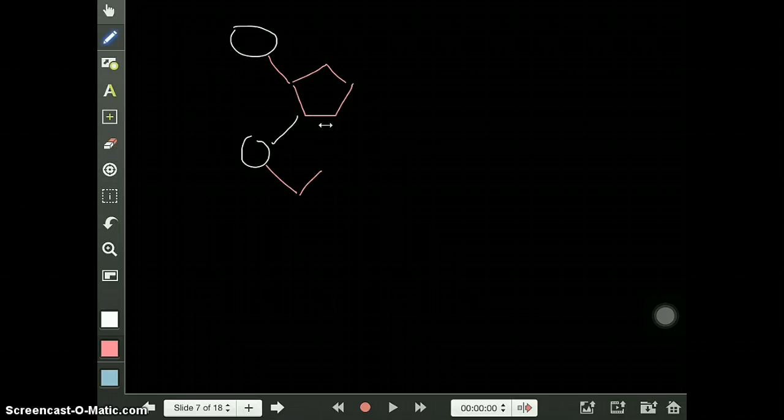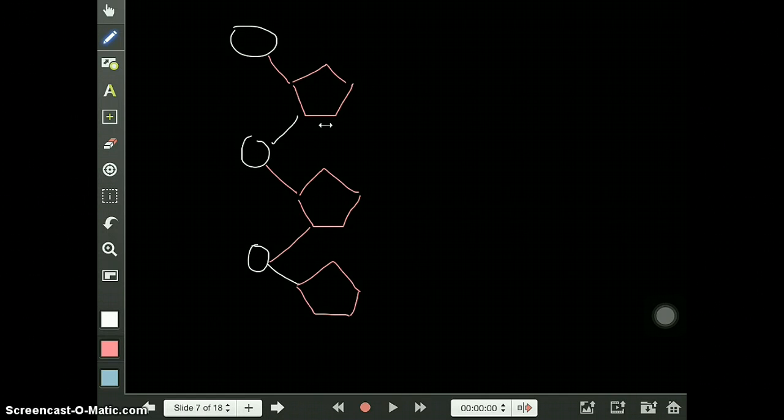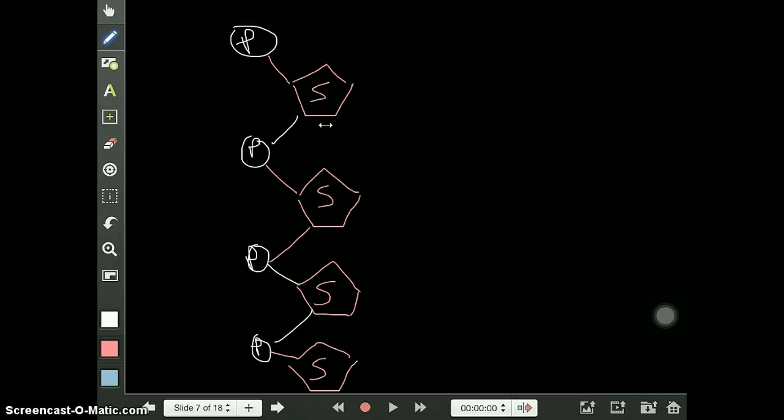Now, in one of the packets, you guys are actually going to draw out your own structure of DNA. What I'm going to draw out real quick is showing just the phosphate sugar backbone. So this is phosphate, sugar, phosphate, sugar, and so on and so forth. Okay, so what I have here is the phosphate groups alternating on the rungs of the ladder and the sugars in between. Now, connecting to the sugars are going to be the nitrogen bases.